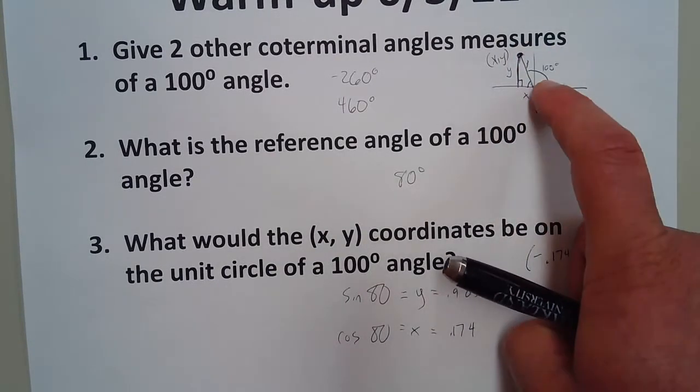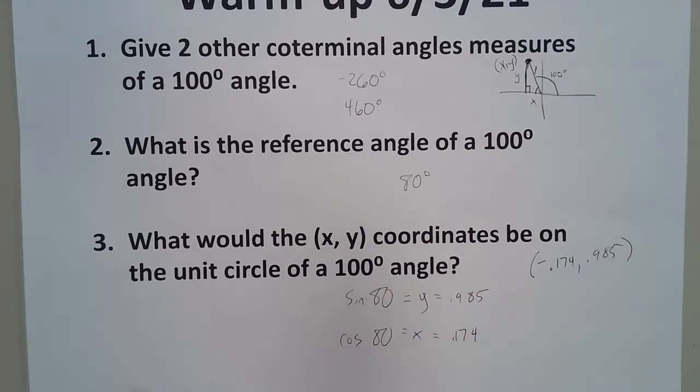If it was down in the third quadrant, our x would be negative and our y would be negative. So you just got to think logically about which signs these should have on them based on where the points are located.